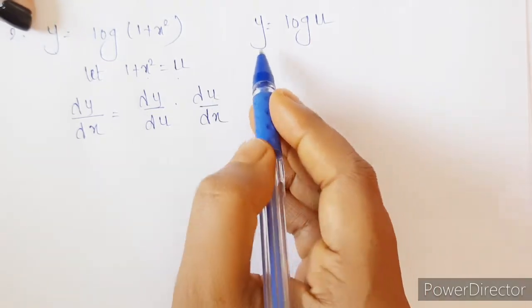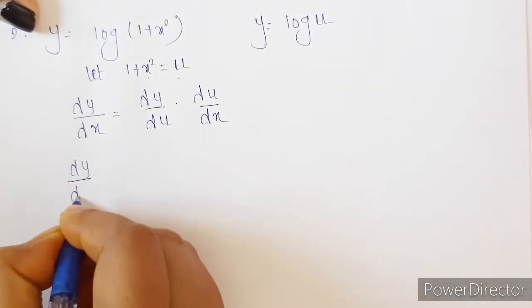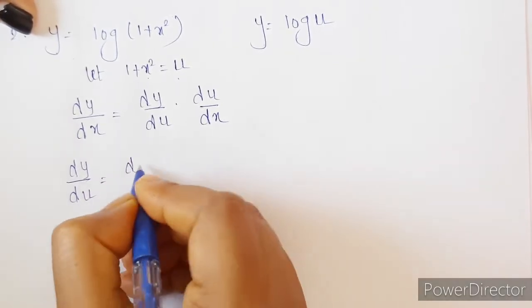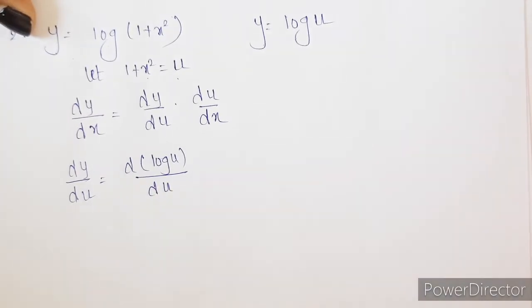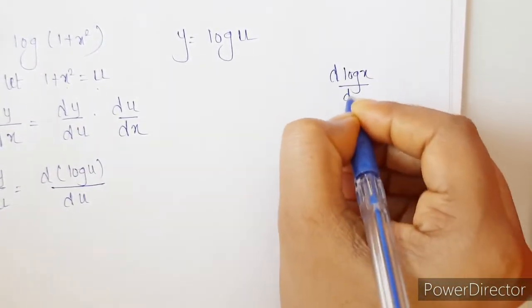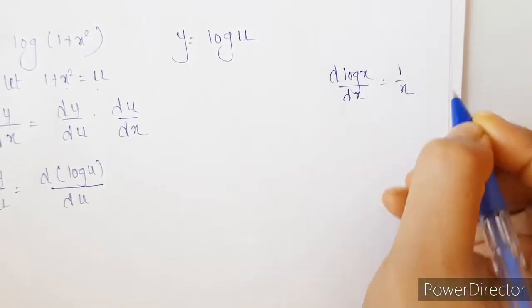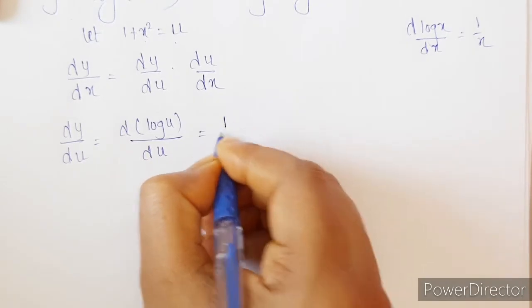So first, the derivative of y with respect to u, where y is log of u. Now the derivative of log x with respect to x is 1 upon x. So the derivative of log u with respect to u is 1 upon u.